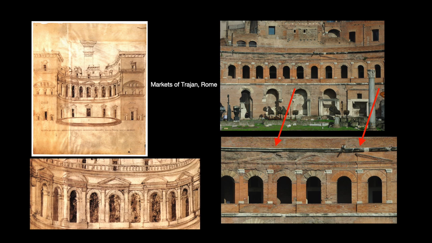And this motif is one that everybody uses. Raphael and every single neoclassical building around the world has these alternating pediments. But they didn't actually come from the Markets of Trajan. I don't know that they came directly through Giuliano, but he's the first example I know of that did that kind of adjustment of the ancient source.